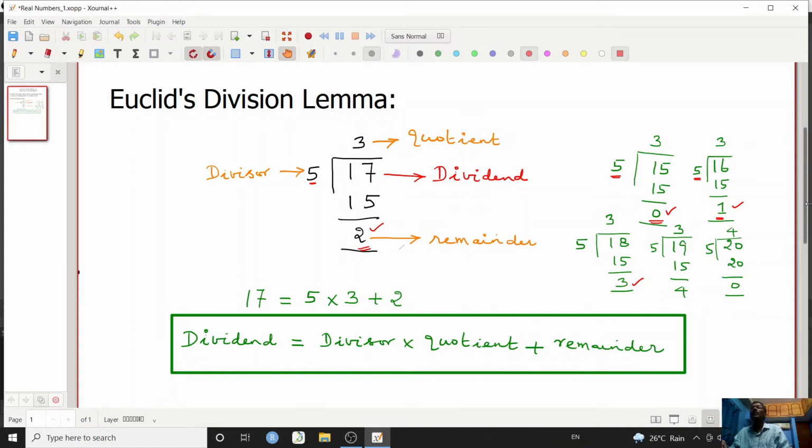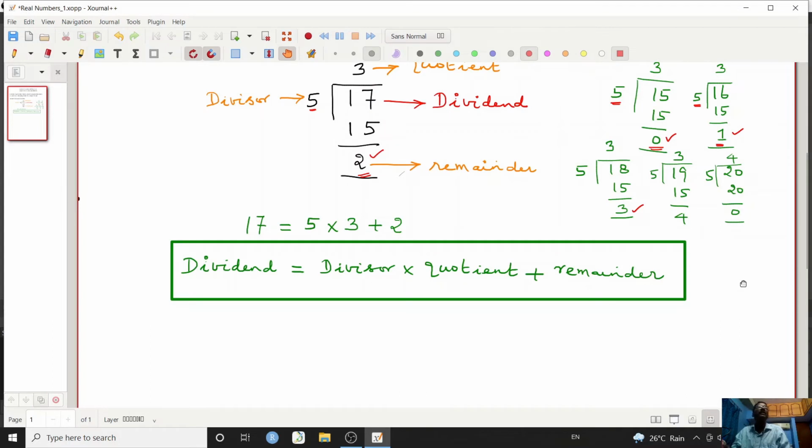So what are we going to do now? We are going to make a statement now. We are going to write a condition on the remainder. What condition are we going to write? 0 is less than or equal to remainder, which is strictly less than divisor. So this is the condition that we have to remember about the remainder.